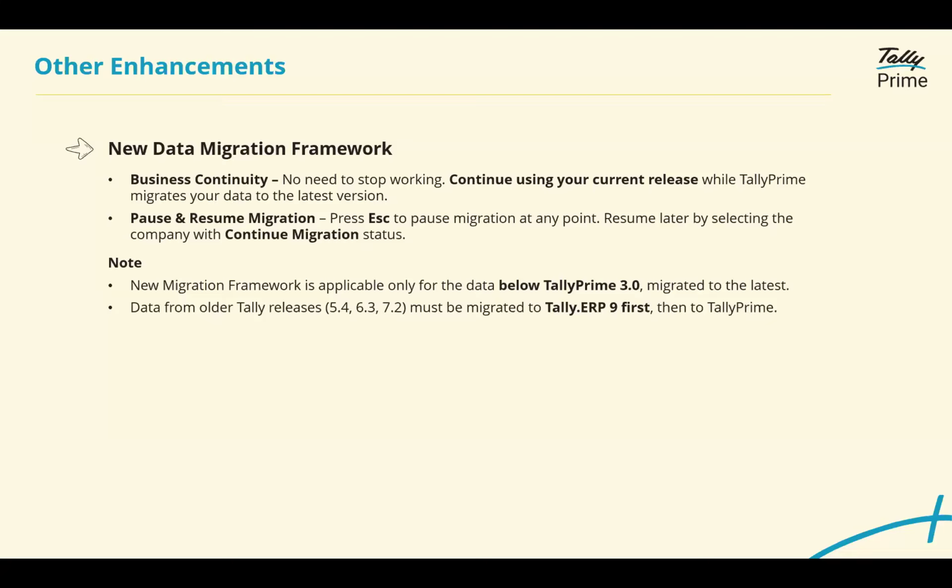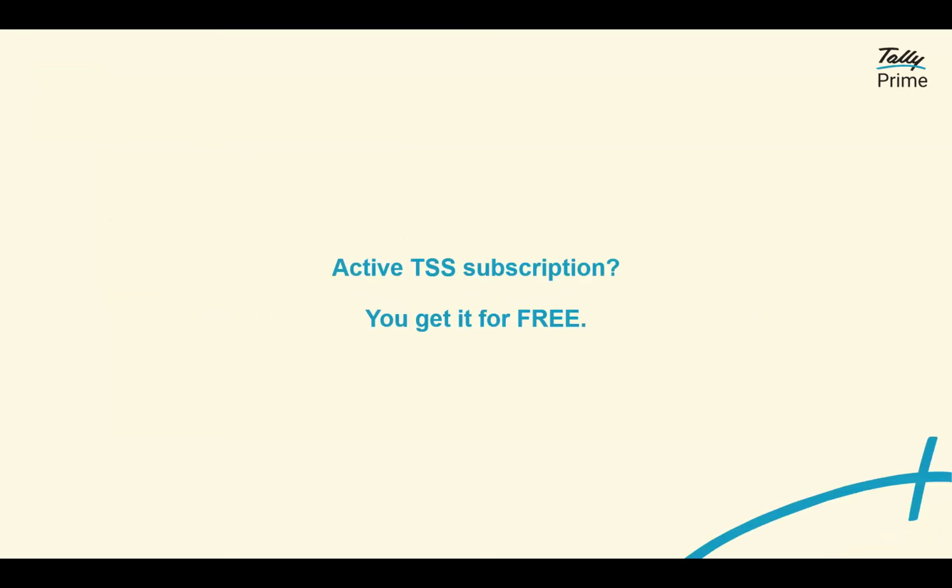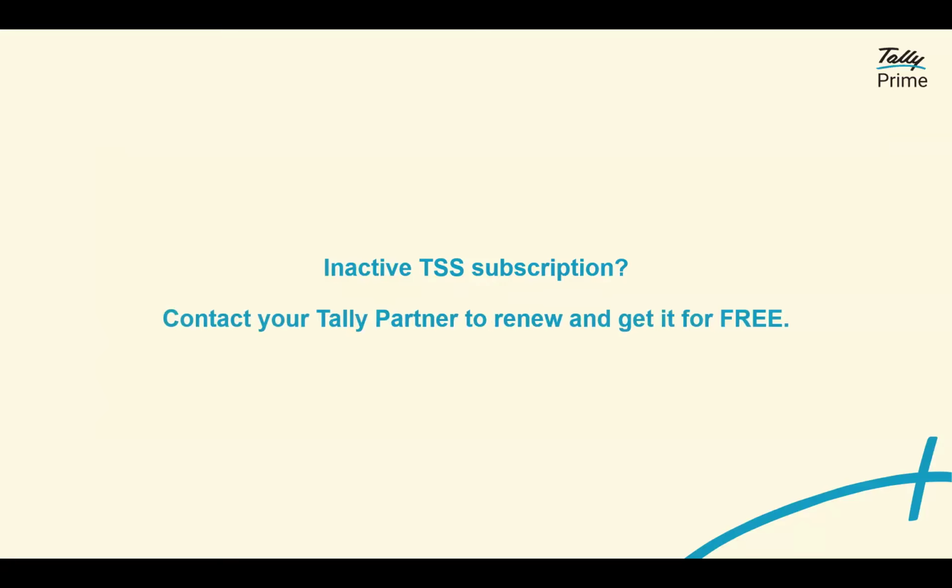And if you have a Tally version older than ERP 9, then the same process continues. You have to first migrate to Tally ERP 9, and then you have to come to Tally Prime. Yeah, so that's it about 7.0. And if you have an active TSS subscription now, you will get it for free. You can come to 7.0 for free. And if you don't have an active TSS or have an inactive TSS, you can contact your Tally partner to renew, and you can get it for free here.